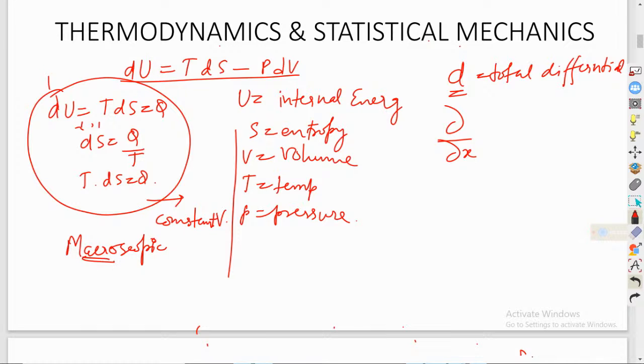It's very big, macroscopic entropy. Okay. Now the second equation, which comes from the primary thermodynamic identity dU equals T dS minus P dV, is 1 by T equals ∂S/∂U at constant V, N.